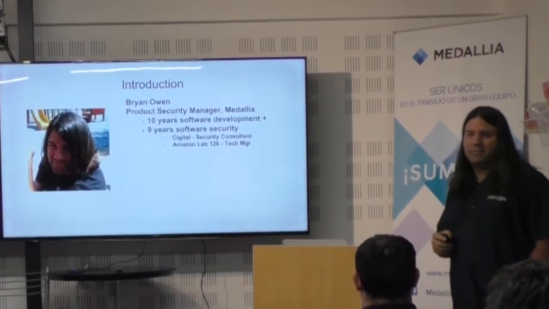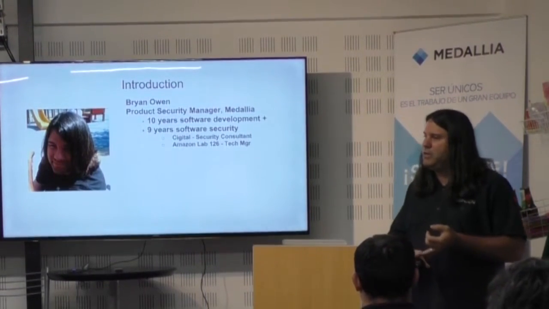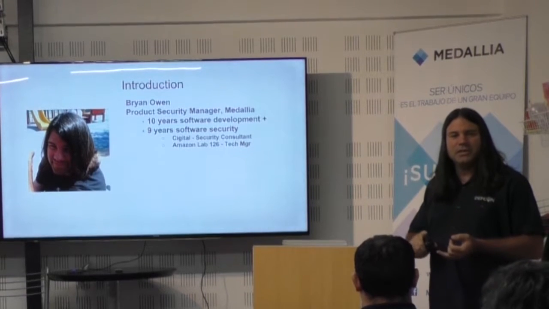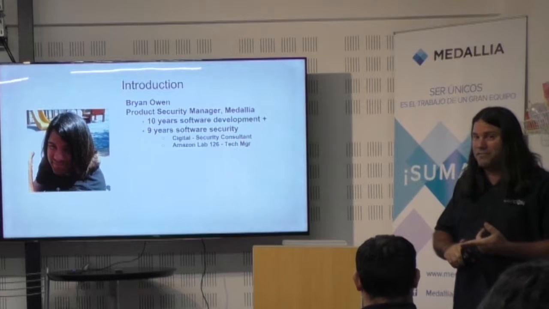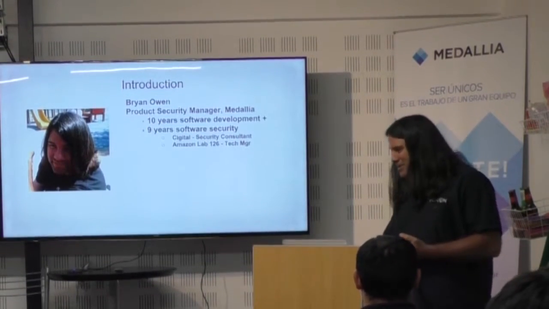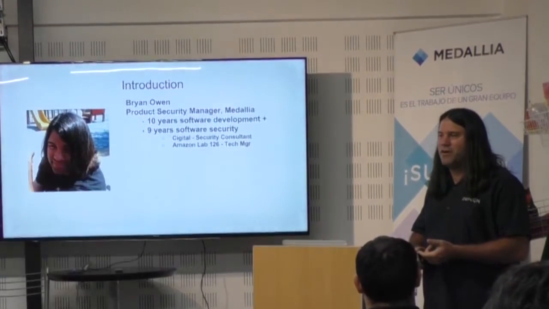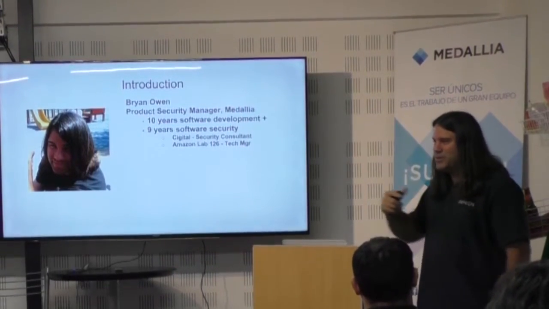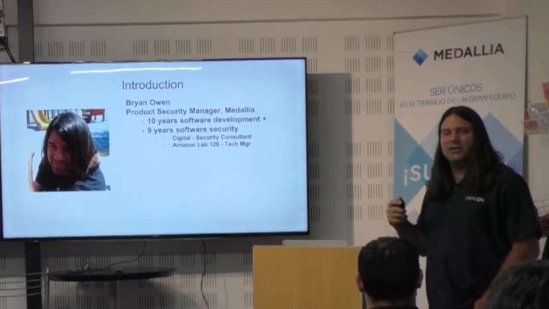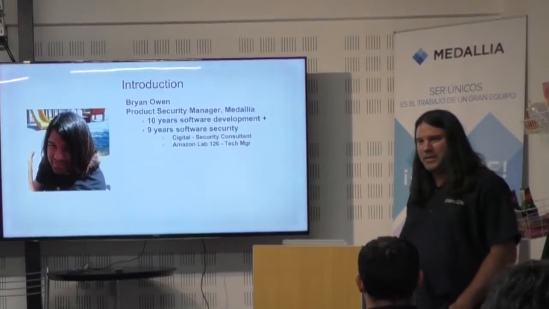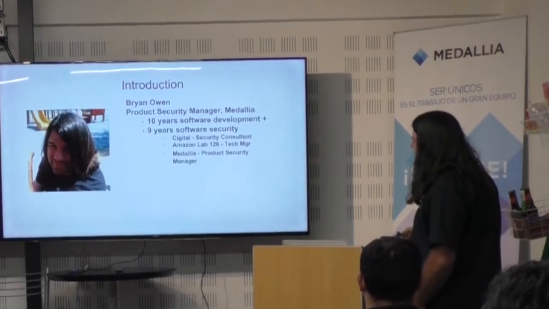Then I went to work for Amazon Lab 126. That's the group that does hardware, like the e-ink reader, the Kindle Fire tablets, Fire TV, the Fire phone. They actually had a Fire phone. It flopped pretty quickly, unfortunately. Amazon Echo is one of the new pieces of hardware. That's the little can that you can talk to that answers your questions. As you can imagine, there are lots of neat security concerns around products like that. I did that for about 1.5 years, and now I'm here at Medallia as the product security manager.